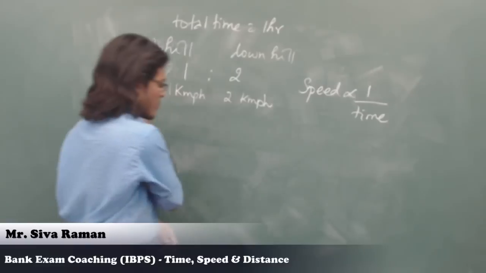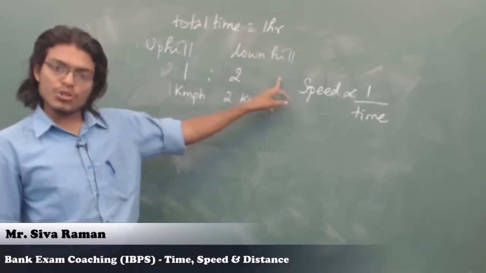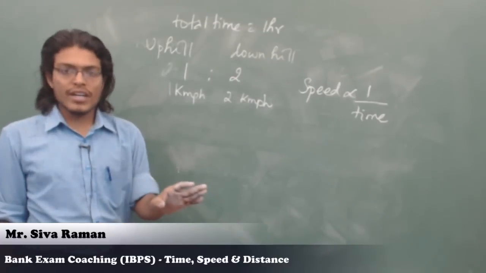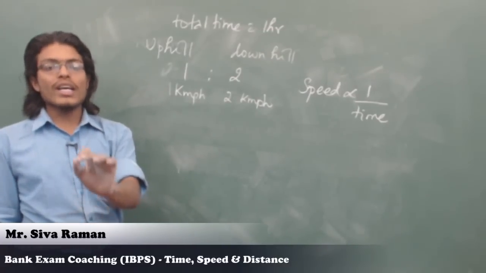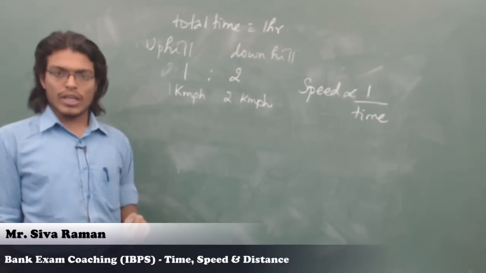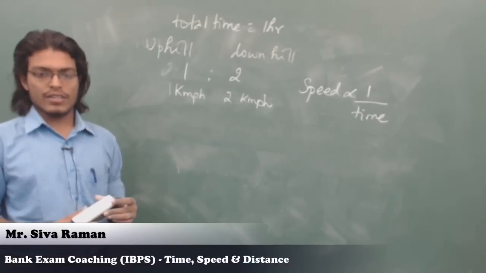So this thing you have to remember, the speed ratio is the reciprocal of the time taken ratio. The speed ratio is 1:2, so the time taken ratio is 2:1. They are not asking you how much time they are taking. The question is about the ratio, right? So the ratio is just the reciprocal, right? So we will look at the next question.